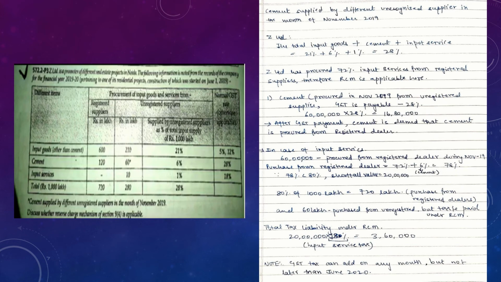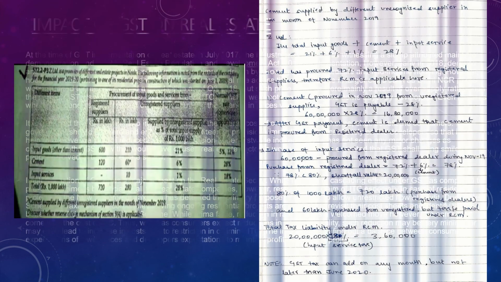In case of input services, 60 lakh minus procured from registered dealer during November 19. Purchase from registered dealer will be 78%. 78% is less than 80%, so there is a shortfall value of 20 lakh. 80% of 1000 lakh would be 720 lakh purchased from registered dealers and 60 lakh purchased from unregistered, but tax is paid under RCM. So total tax liability under RCM would be 20 lakh into 18%, which would be 3,60,000 on input service. And to be noted, GST tax can be paid in any month but not later than June 2020.